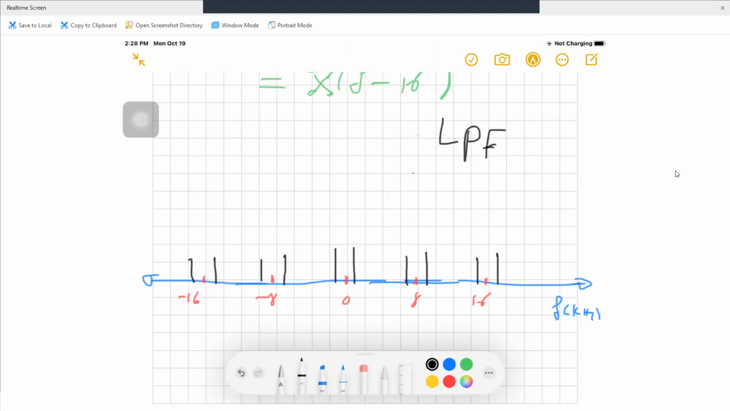Okay, in this example, the sampling rate is 8 kilohertz. So the cutoff frequency FC, not FS, FC of the low pass filter will be what? 8 over 2, and it will be 4 kilohertz. If I am going to use 4 kilohertz, easily we can recover the original signal without any overlapping. This is about the first example.